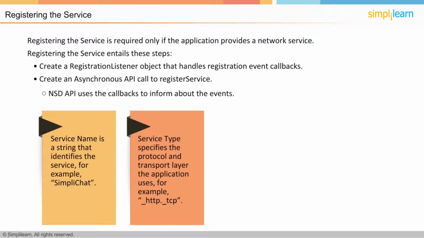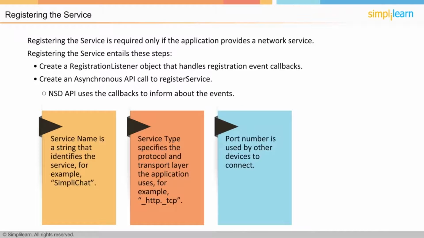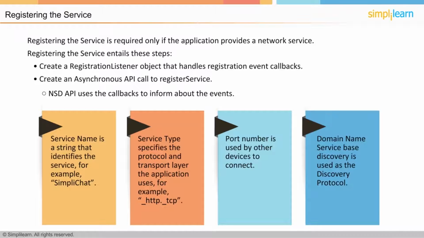Service type is the one which specifies the protocol and transport layer the application uses. For example, http.tcp specifies that the application uses HTTP protocol over TCP transport layer. Port number identifies a port for each address and protocol, through which the devices can communicate after establishing a connection. Discovery protocol should be used for connection. We use Domain Name Service-Based Discovery.